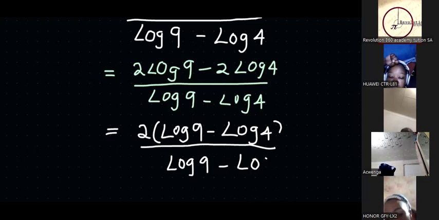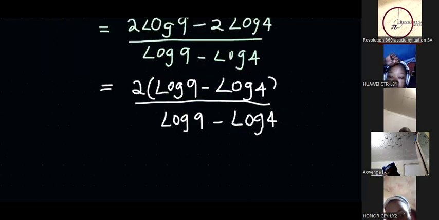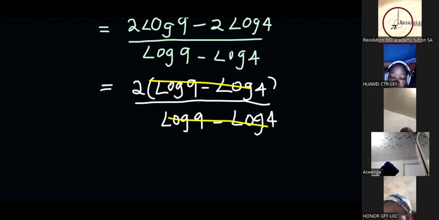So the next step, you can actually see that this is going to cancel this. Log 9 minus log 4 cancels log 9 minus log 4. What is going to be your answer? You're left with 2. 2 is your final answer. Any question?